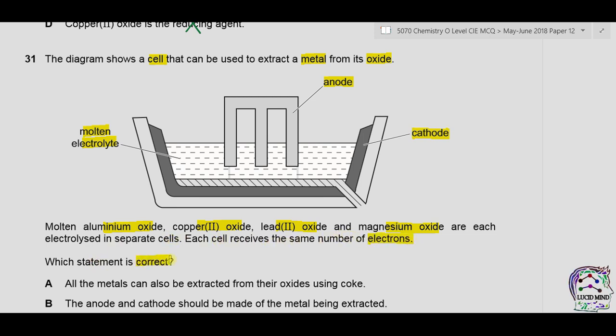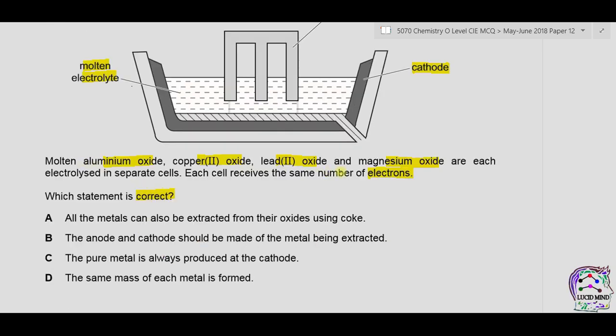Which statement is correct? In these molten oxides we have aluminum +3 in aluminum oxide, copper +2 in copper oxide, lead +2 in lead oxide, magnesium +2 in magnesium oxide. Part A, all the metals can also be extracted from their oxide using coke. Coke is in fact carbon. This depends on the reactivity of the metal as compared to carbon.